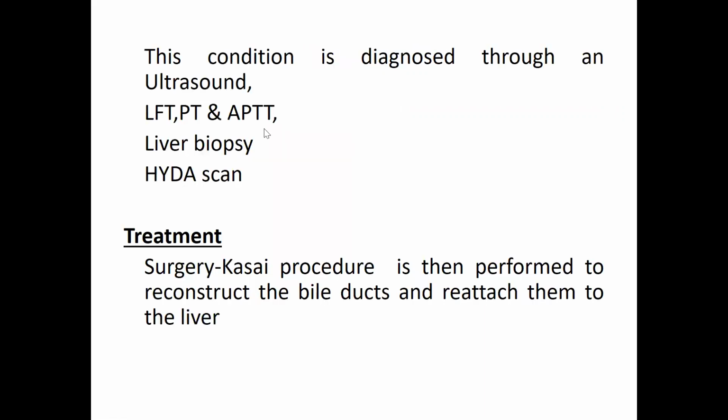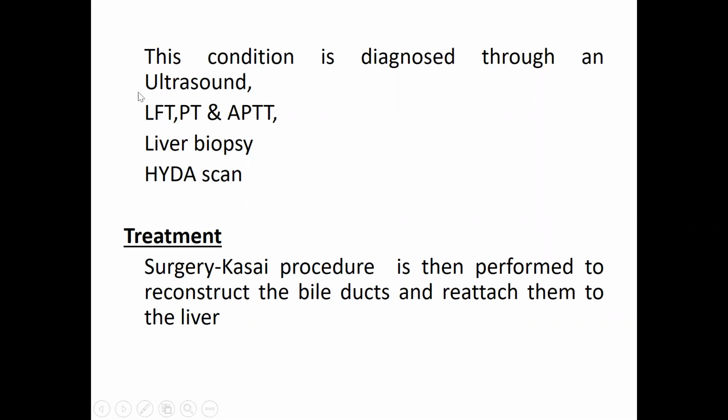So how is this condition diagnosed? We can do an ultrasound, and on ultrasound the gallbladder cannot be visualized. We keep the newborn NPO on an empty stomach, because if the baby is feeding, the gallbladder will be contracted and we may not be able to see it. So we keep the baby NPO and then do the ultrasound, and the gallbladder cannot be visualized. If the gallbladder cannot be visualized, most probably this is biliary atresia.